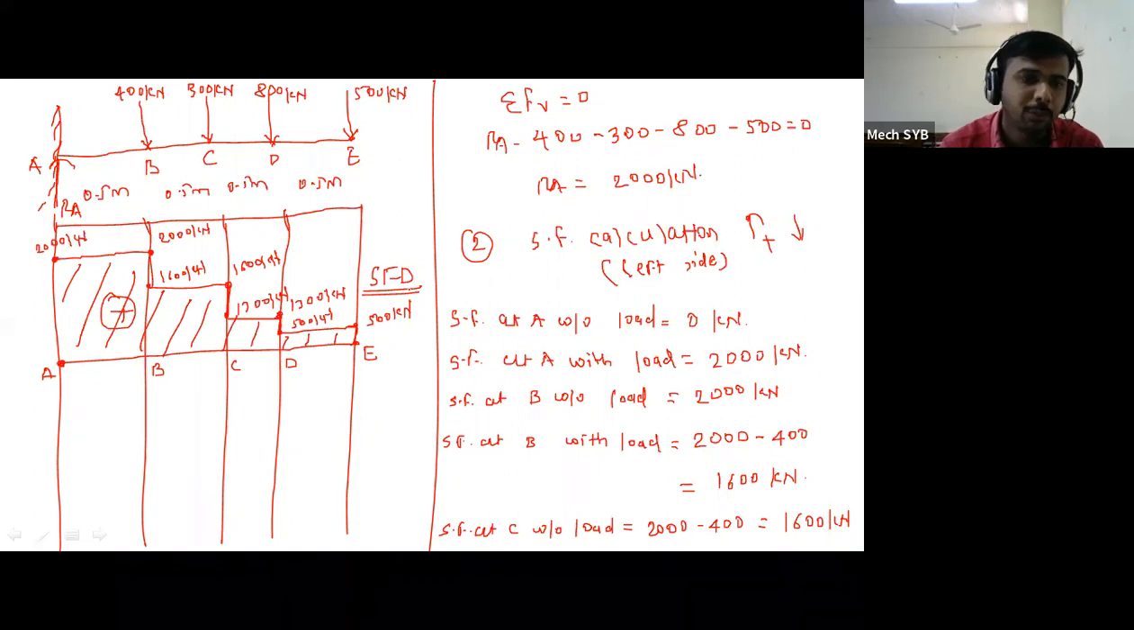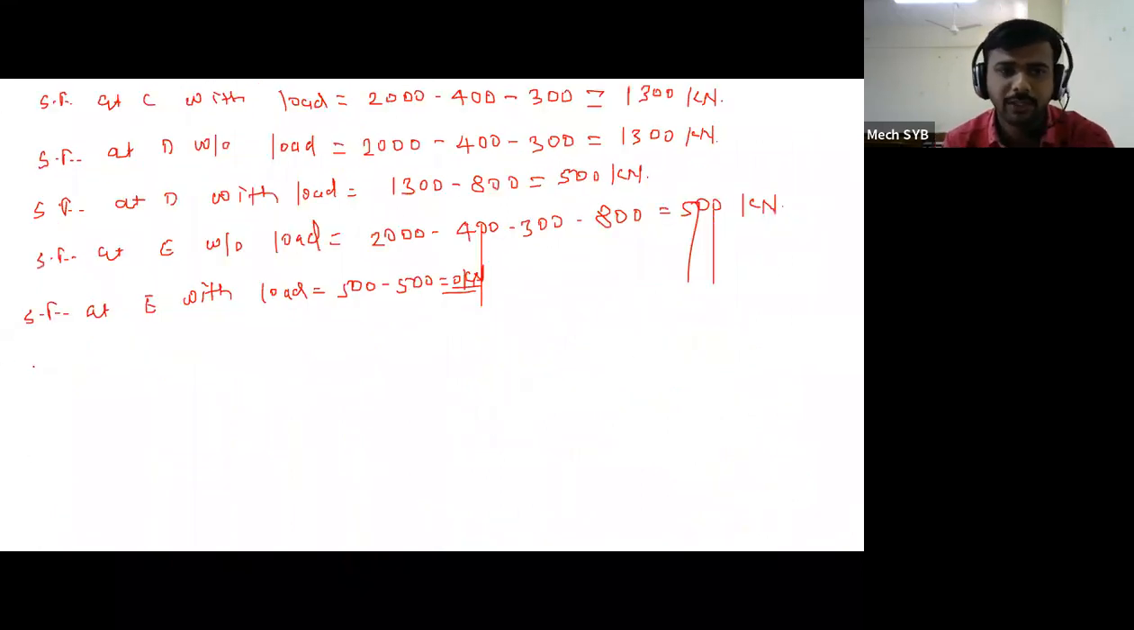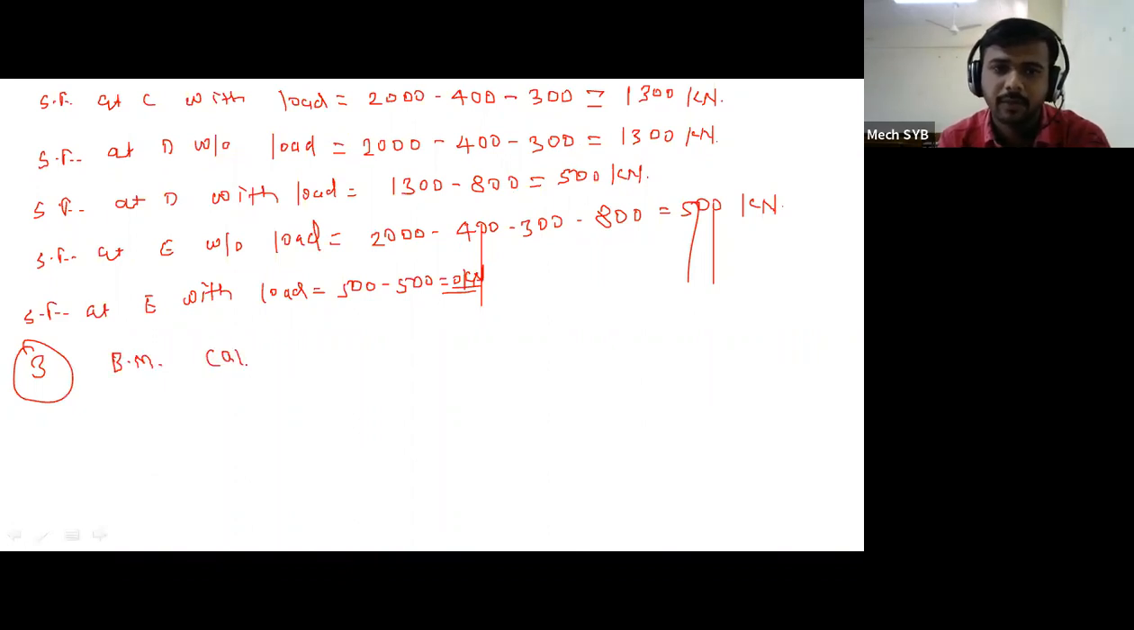But if you see your simply supported and overhanging beam, so many times SF changes from positive to negative, negative to positive. Your BM also changes from positive to negative and negative to positive. Maximum percent such type of problems are there. But in case of a cantilever, maximum times SFD will be in positive region and BMD will be in negative region. Okay, so now this is SF calculation. Then third, BM calculation, and in bracket write down this.